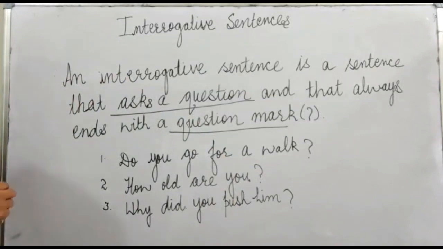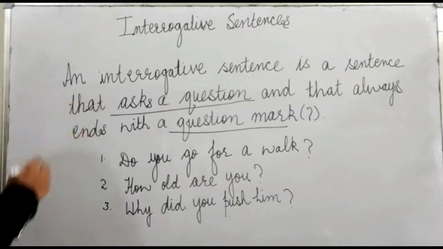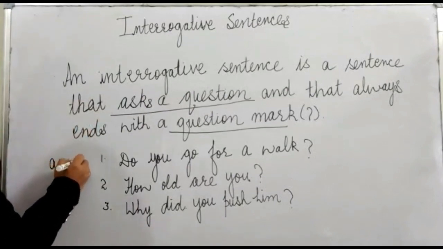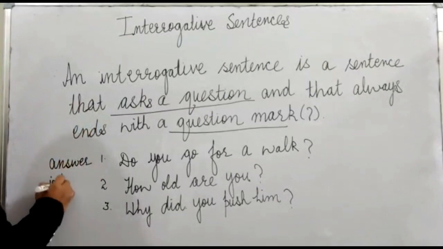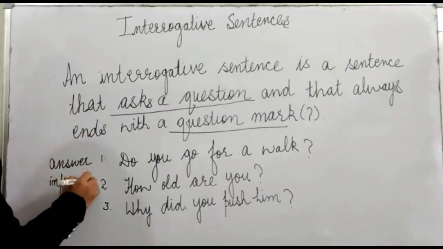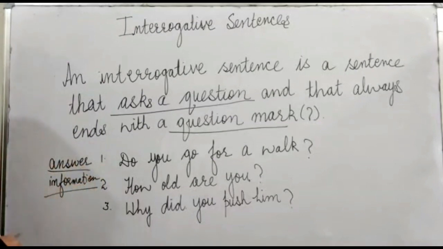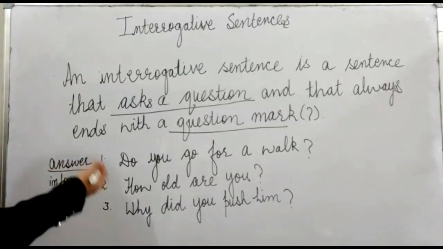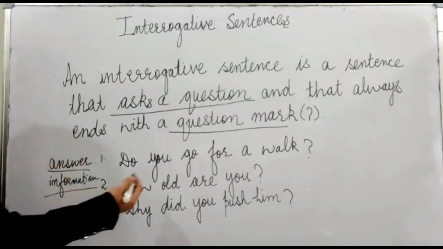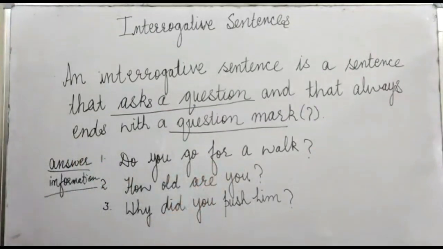A question is a sentence for which we always get an answer or we get some information. Suppose we ask this question to somebody, do you go for a walk? The person will definitely give you an answer. Either he will say yes or he will say no. When you ask the second question to somebody, how old are you? He may say, I am 20 years old. So you have got some information for this question.